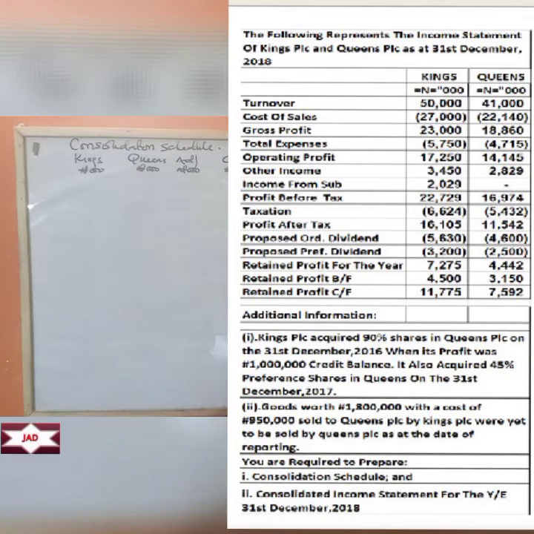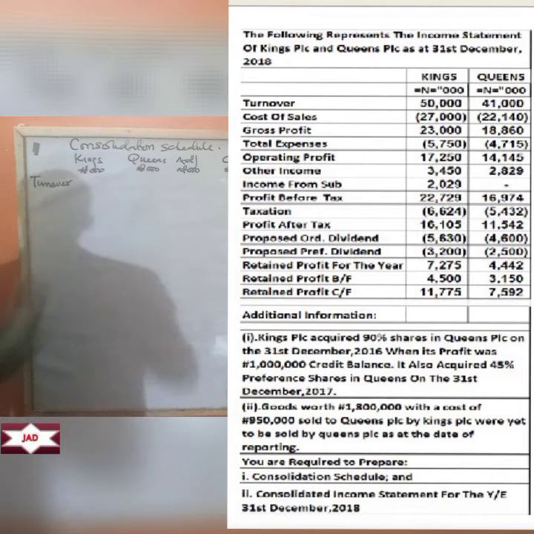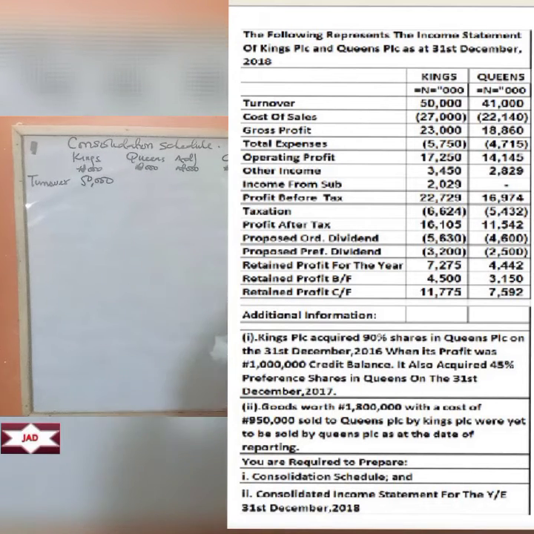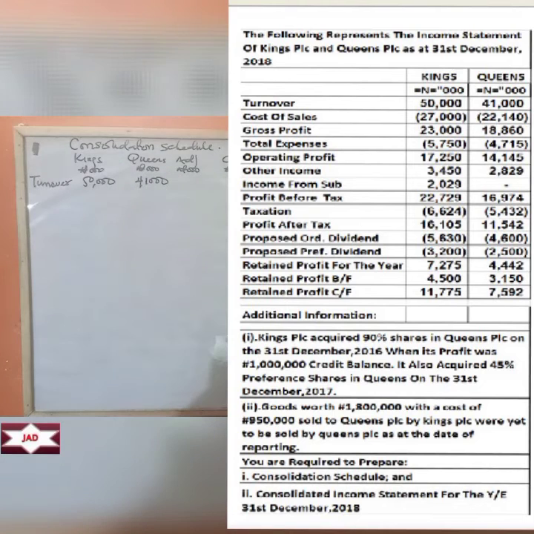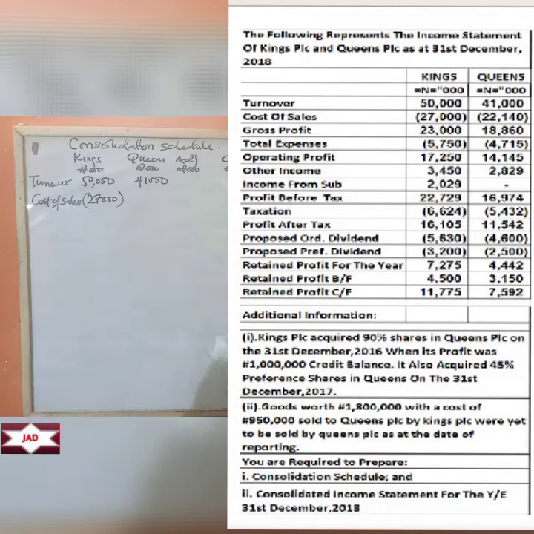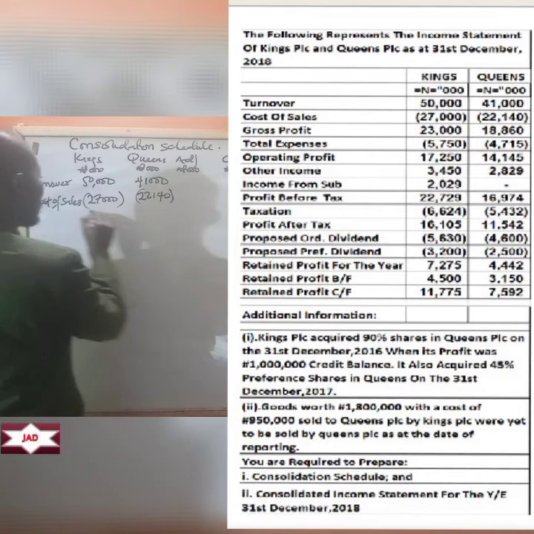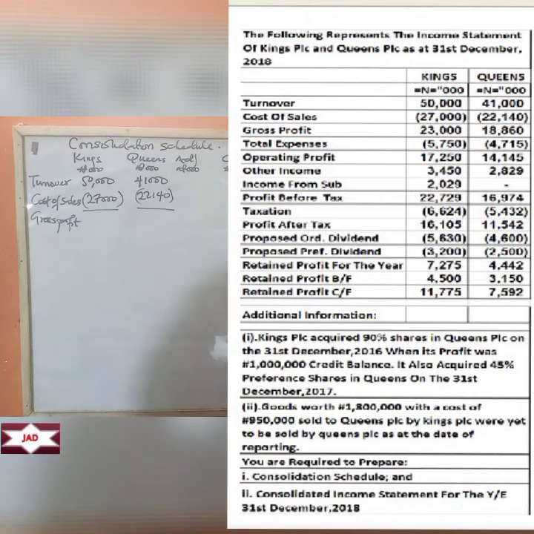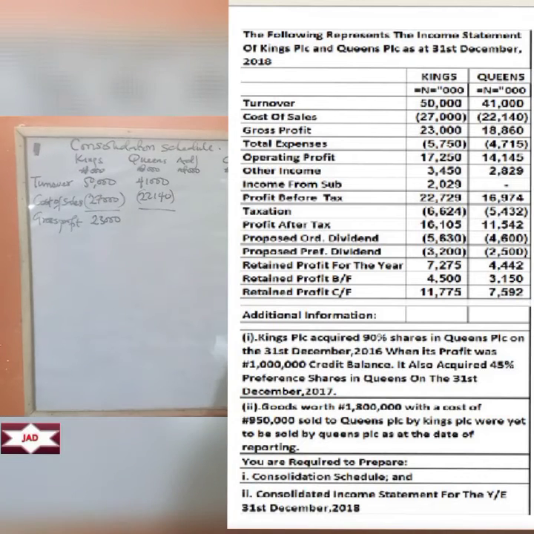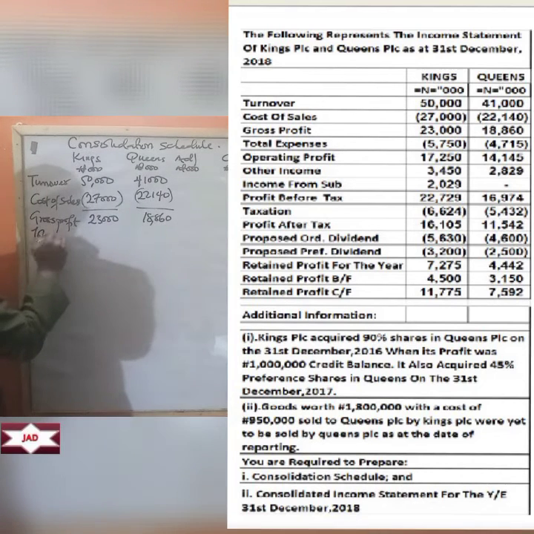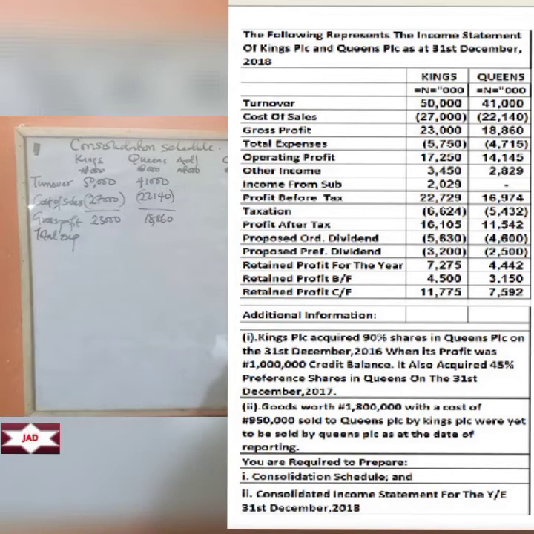All right, so let's go. What do we have there? Turnover. Turnover there is 50. Queens, we have 41. What's the next one there? Cost of sales. We have 27. 22,140. What's the gross profit there? 23. 18,860. Okay, now what do we have? Total expenses. What do we have there? 5,750.